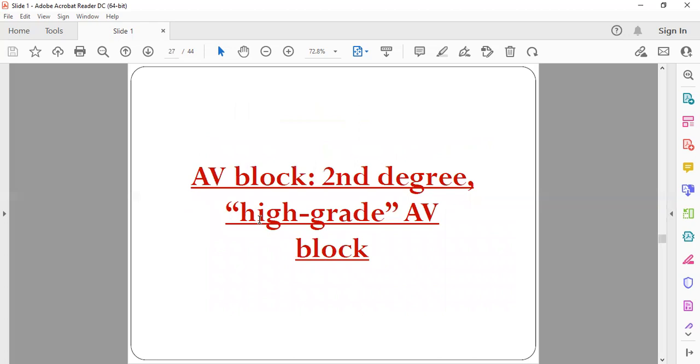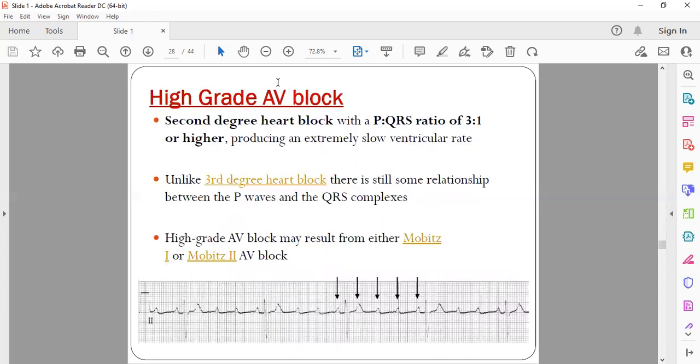So there is one more entity, which is called high grade AV block, a form of second degree AV block. This has to be differentiated from complete heart block. In high grade AV block, which is a second degree heart block, there are still QRS complexes. There is a block in the AV node, but this block is of a high grade. So that is 3:1 block.